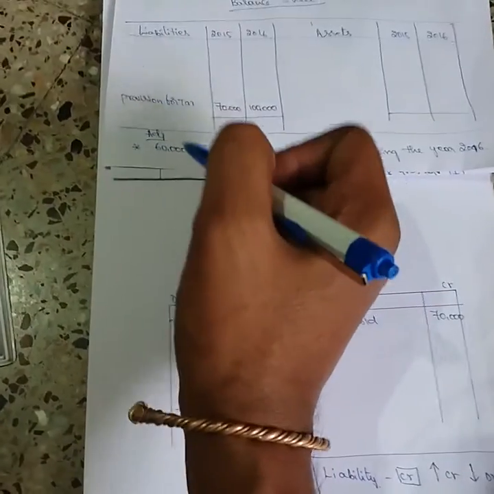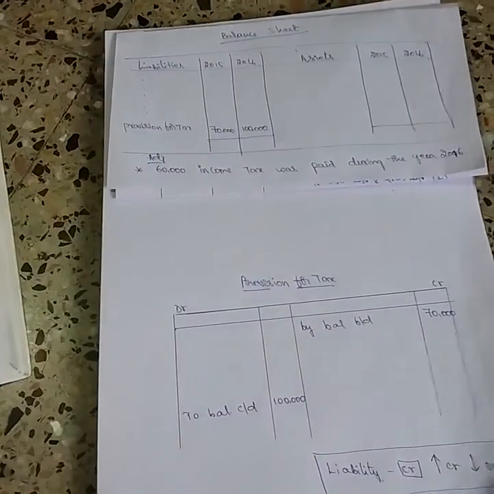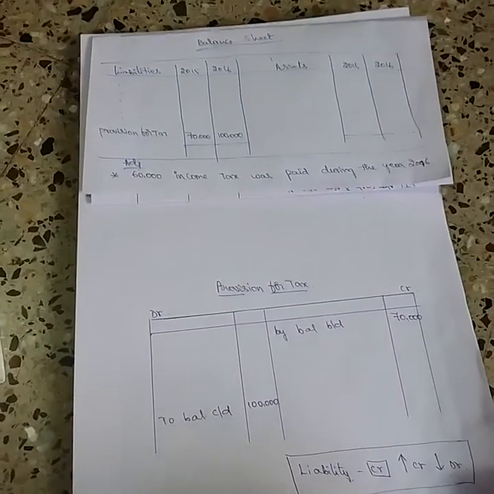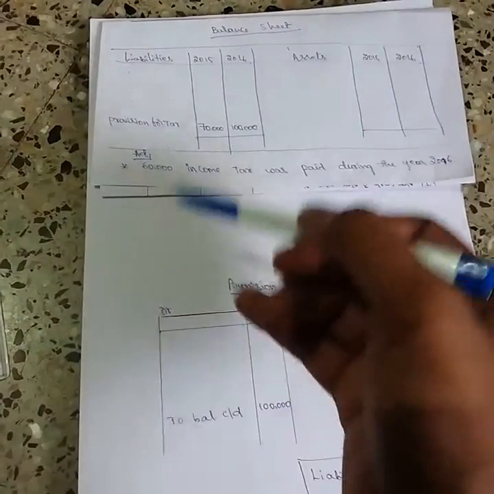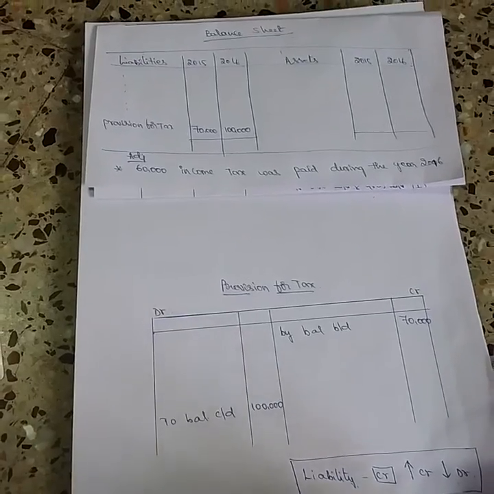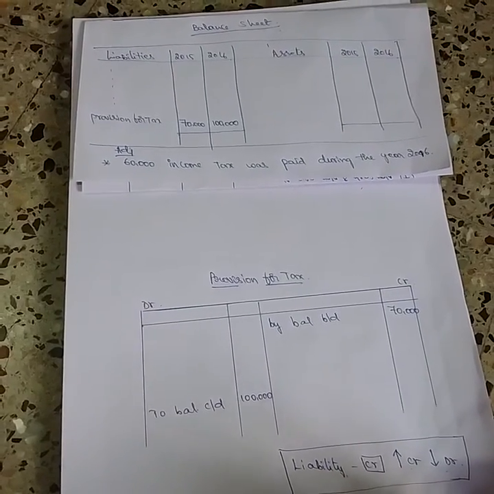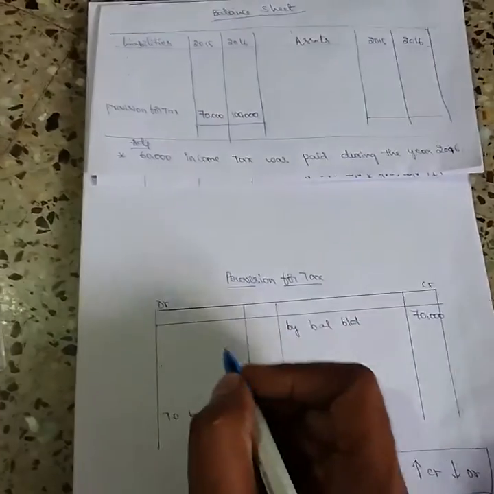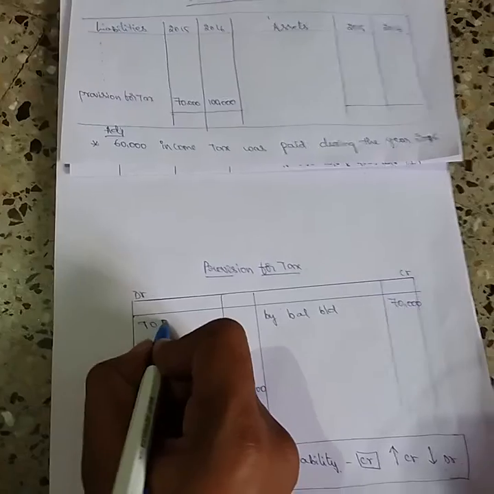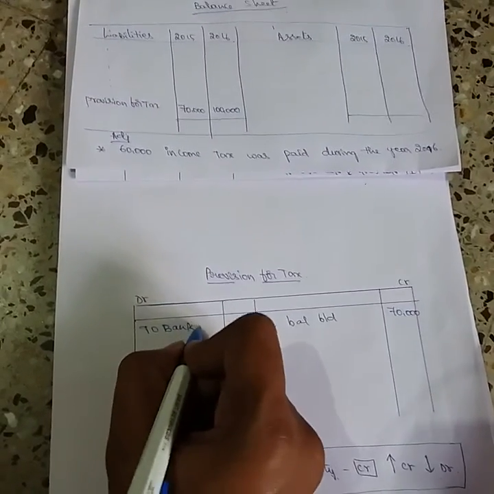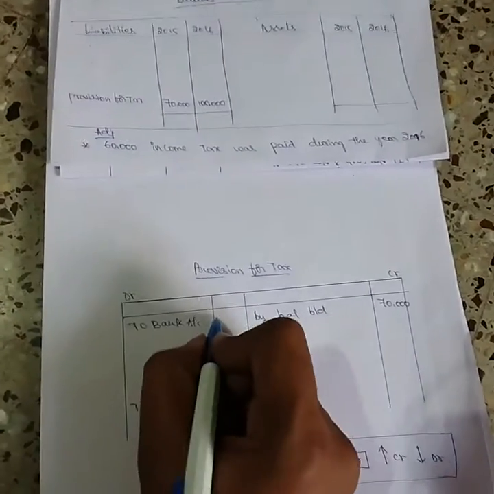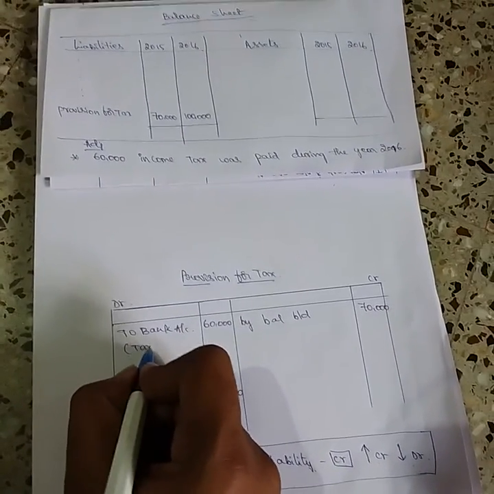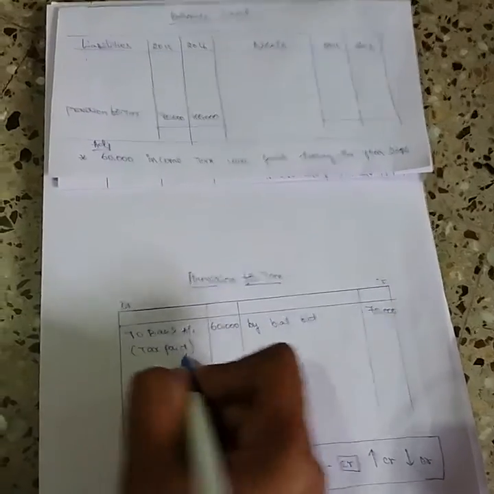and this 60,000 is income tax paid. So journal entry: provision for tax account debit to cash account, because income tax paid will reduce the liability. Any transaction that reduces liability should be debited. So provision for tax account debit to bank account. Income tax paid is 60,000. So this is tax paid during 2016.